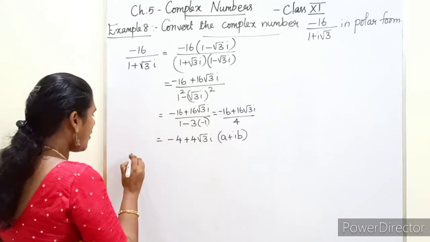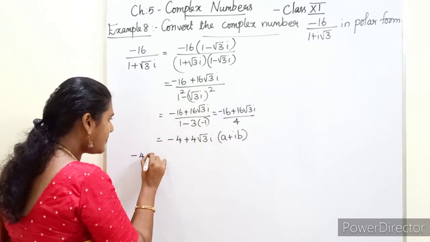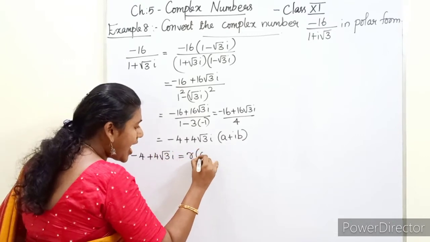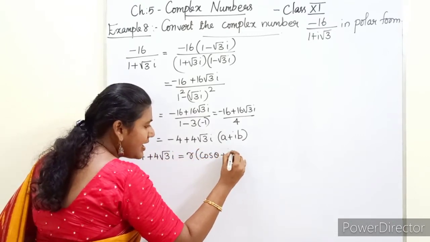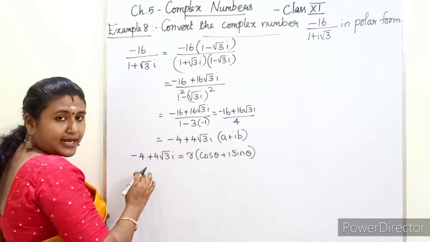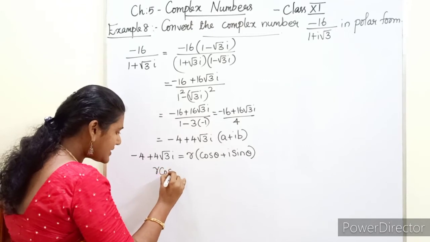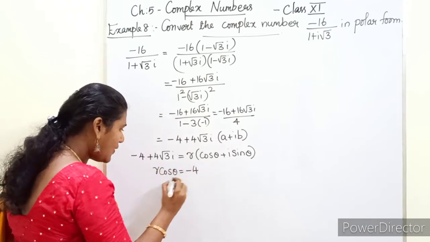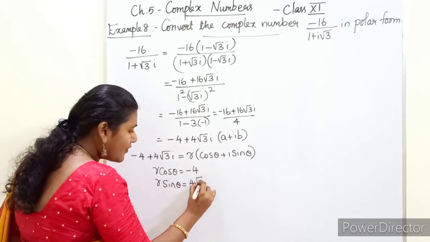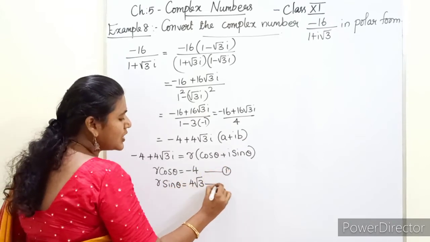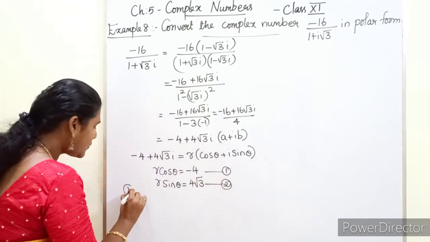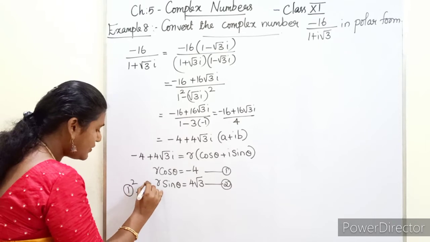So we will take this complex number, minus 4 plus 4 root 3i is equal to, what is the polar form? r into cos theta plus i sin theta. So we will equate the real part and imaginary part. So r cos theta is equal to minus 4, r sin theta is equal to 4 root 3. Now these are equation 1 and 2. So for finding the value of r, we have to square and add these two equations.